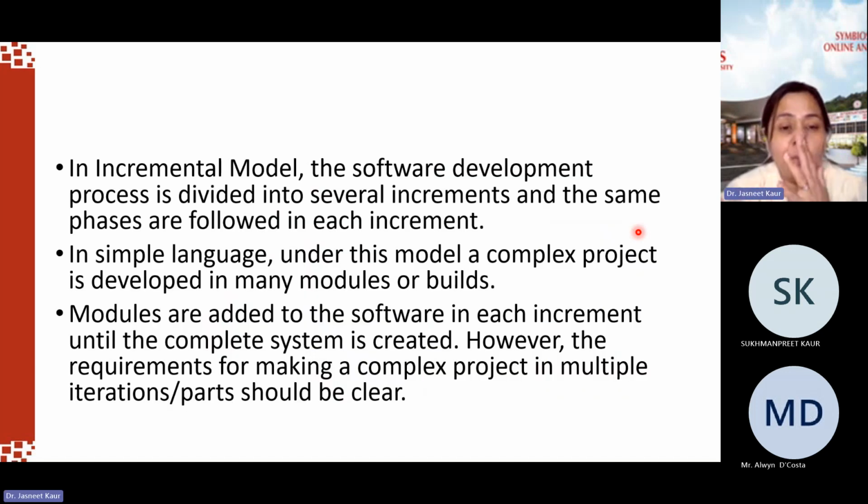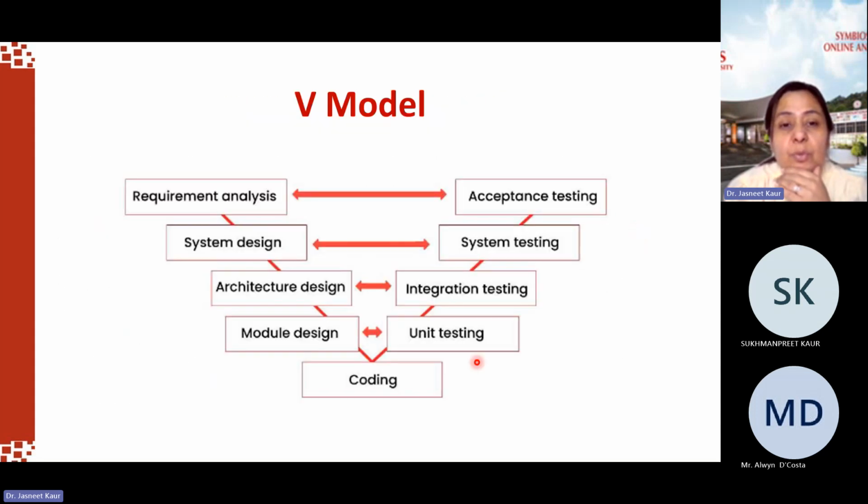Then you can add the modules also. So one portion is not going to impact the other. Whereas in the V model, if you want to make some changes, suppose here in architect design, ultimately it is going to impact system design, system testing, requirement analysis, and acceptance testing. So it is going to impact.